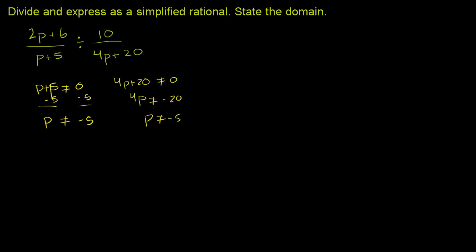So in both situations, p being equal to -5 would make either of these rational expressions undefined. So the domain here is the set of all reals such that p does not equal -5, or essentially all real numbers except for -5. So we've stated the domain.